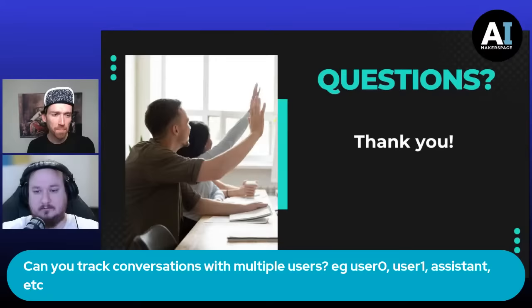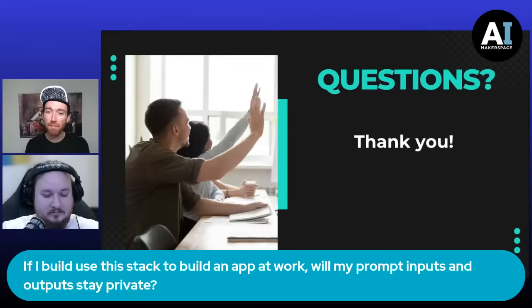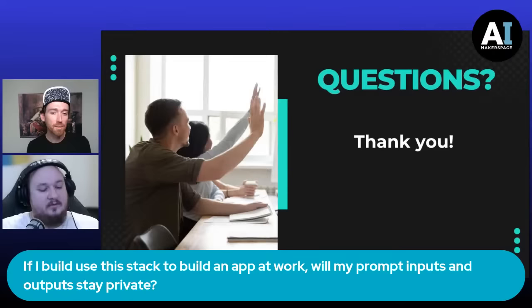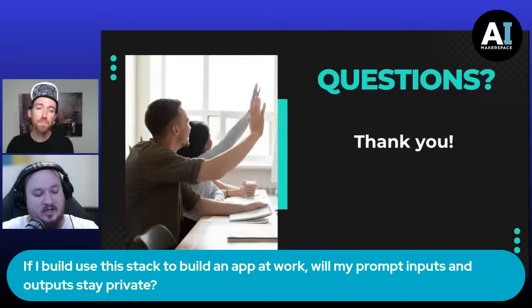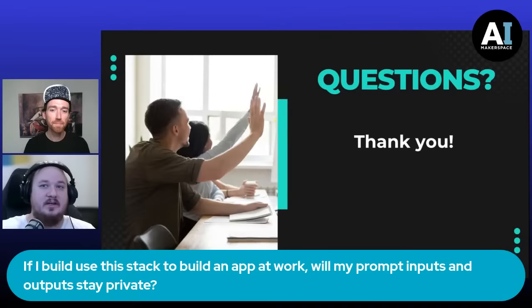So if I build an app using this stack at work, will my prompt inputs and outputs stay private? How does this work exactly on the privacy front? So your inputs and outputs aren't by default stored or monitored or tracked in Chainlit. So in some sense, yes. There's a possibility that the history could leak your inputs across different users, though it shouldn't.